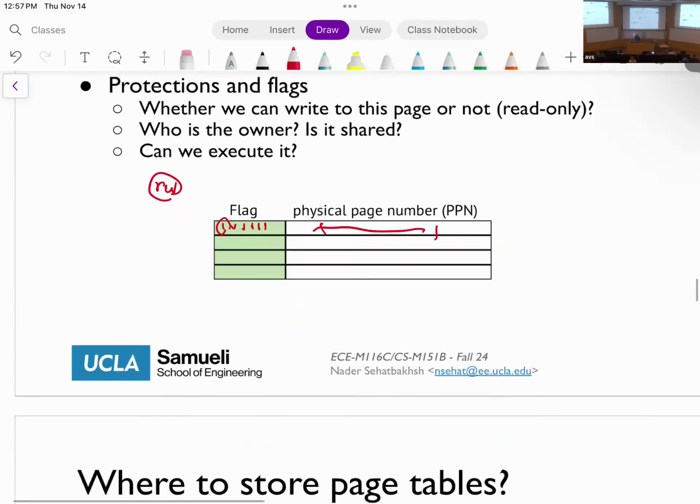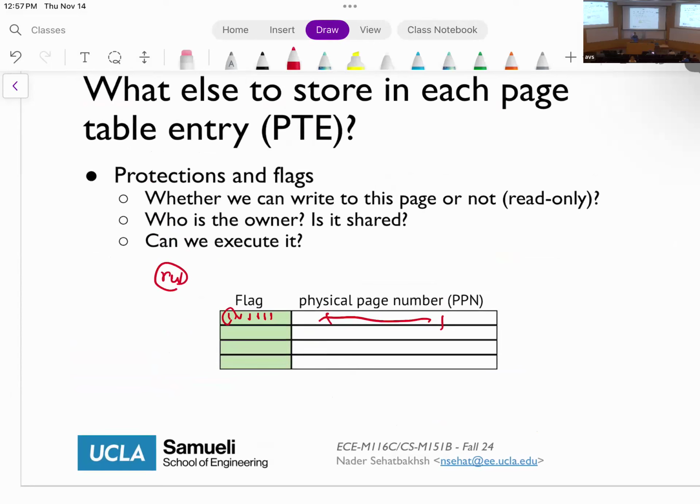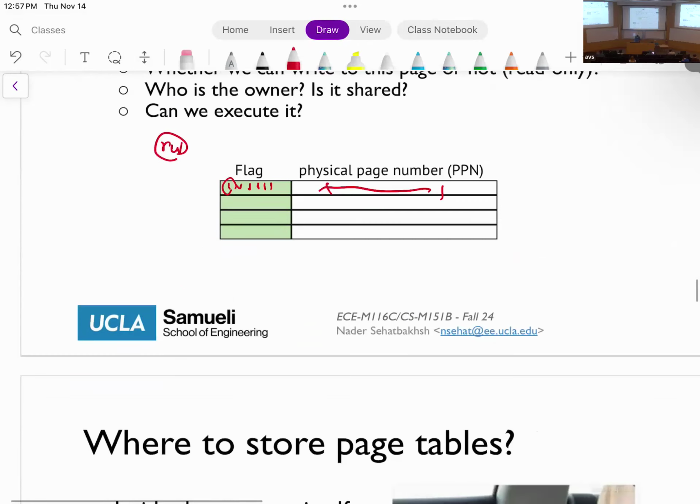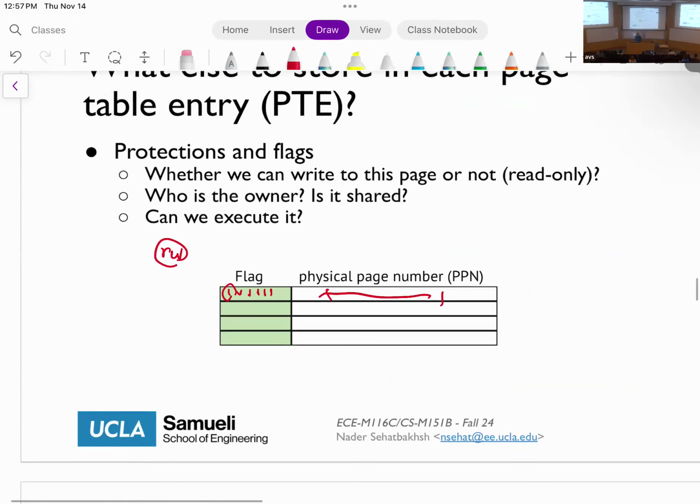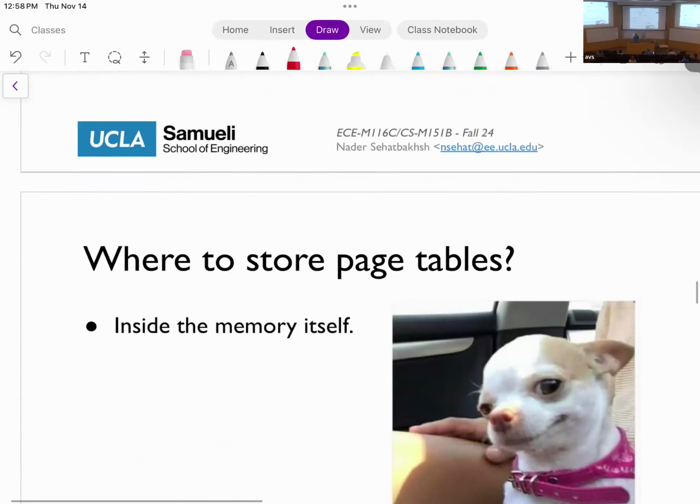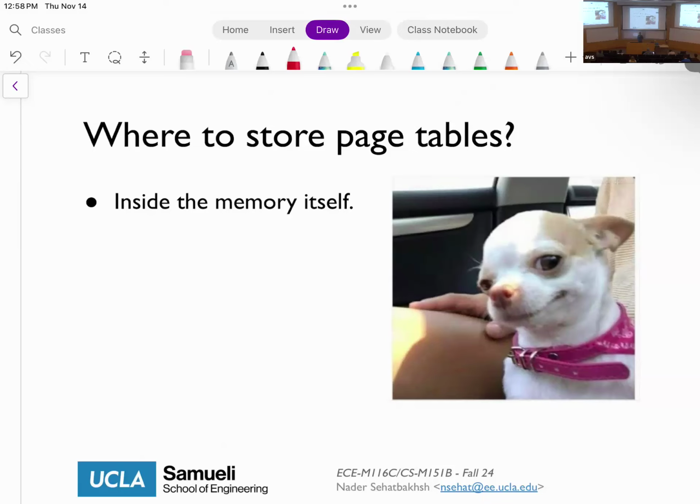Okay? So generally, what I want to say is there are tons of these flags. What those flags are and why they're important, you will probably see in an operating system course, or you might have already seen it in one. Okay? So now that we understand the mechanics of address translation, let's also talk about how and where we store the page table. The answer is that the page table itself needs to be stored somewhere, and the only option that we have is storing the page table itself inside the memory.